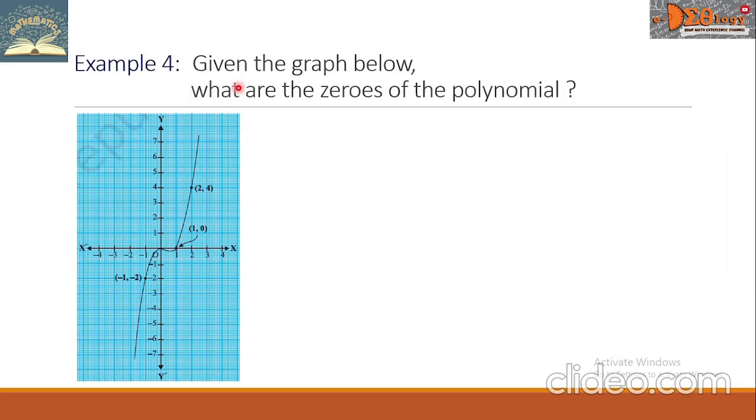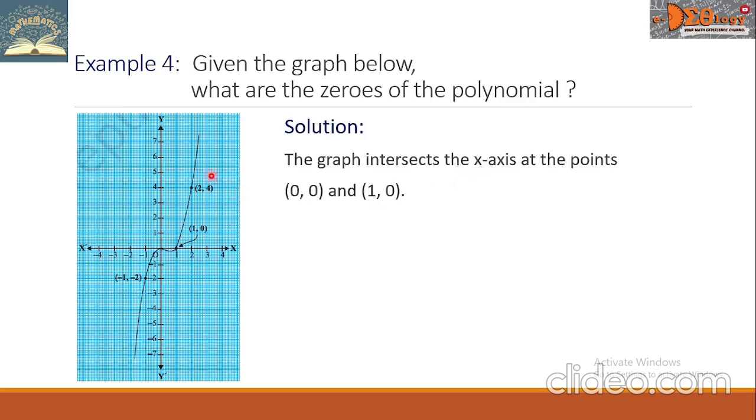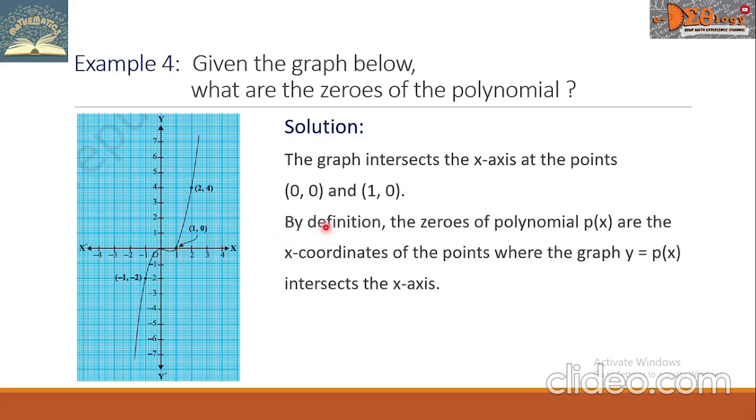Example 4. Given the graph below, what are the zeros of the polynomial? We can see that the graph intersects the x-axis at the points 0, 0, the origin, and 1, 0. By definition, the zeros of polynomial p of x are the x-coordinates of the points where the graph y equals p of x intersects the x-axis. Thus, the zeros of the polynomial are 0 and 1.